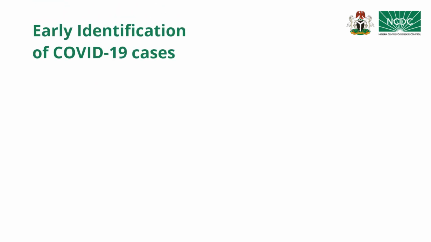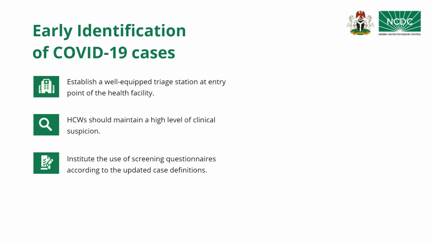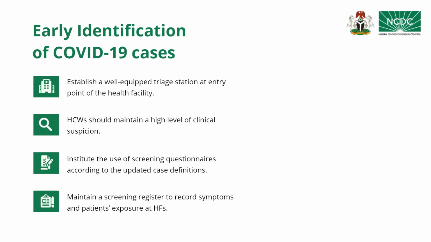The following steps are required to facilitate the early identification of cases of suspected COVID-19 infection. A well-equipped triage station should be established at the entrance or entry point of healthcare facilities, supported by trained staff. Healthcare workers should maintain a high level of clinical suspicion. The use of screening questionnaires, according to the updated case definitions, should be instituted at healthcare facilities, and a screening register to record clinical symptoms and relevant exposure of patients should also be maintained at healthcare facilities.